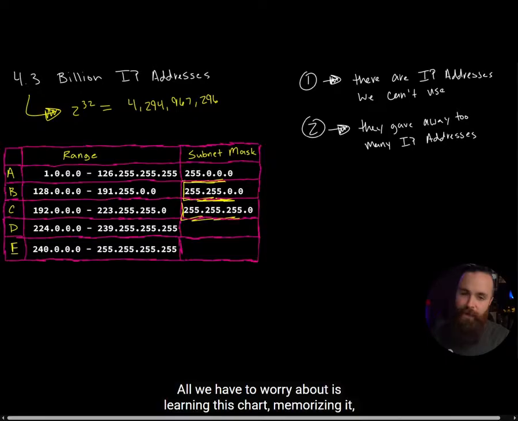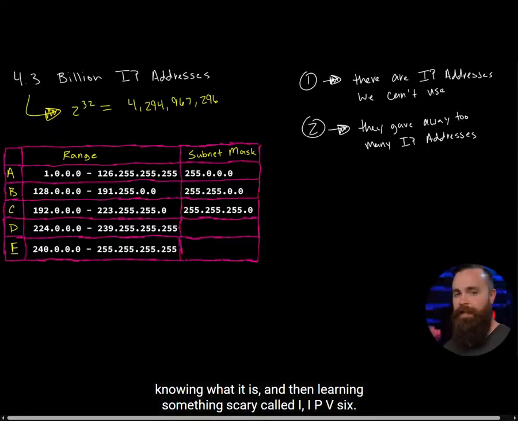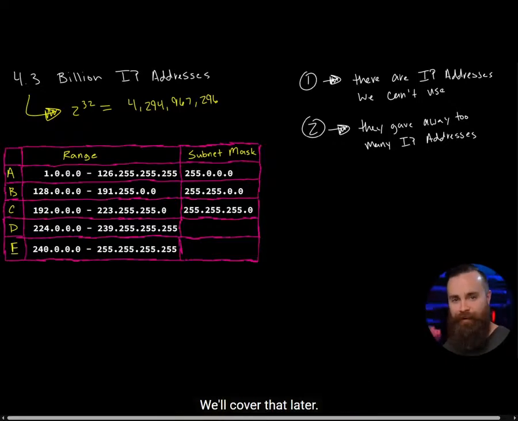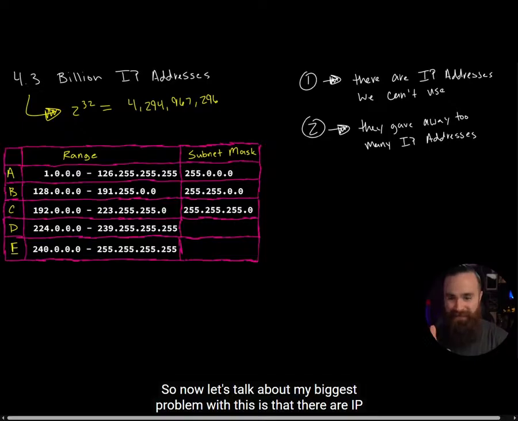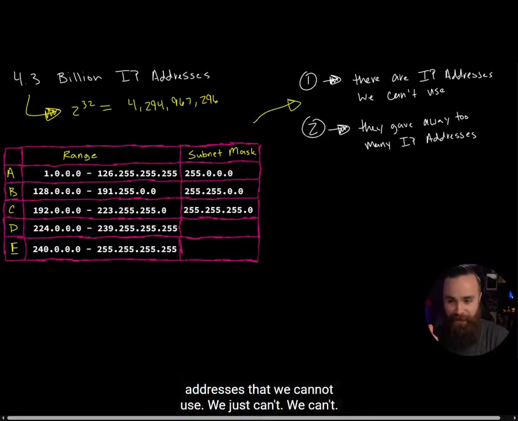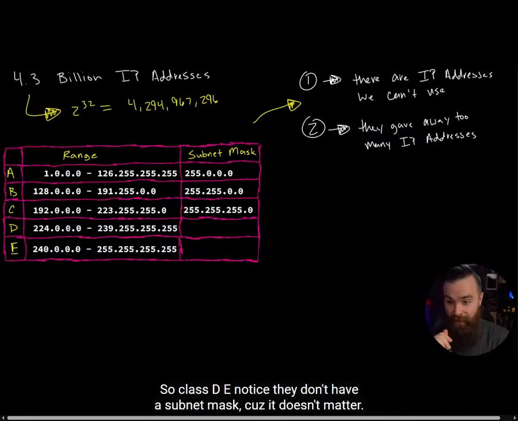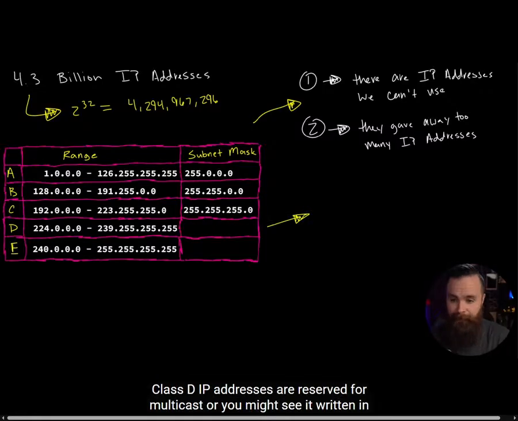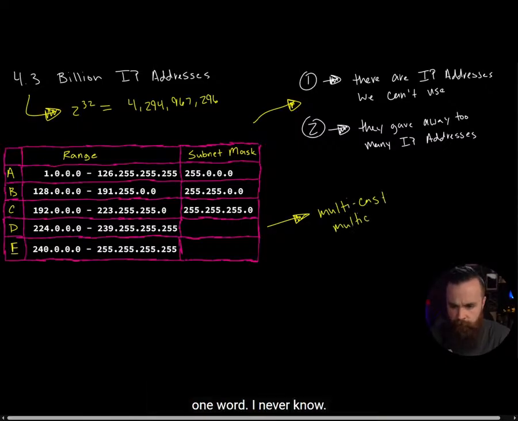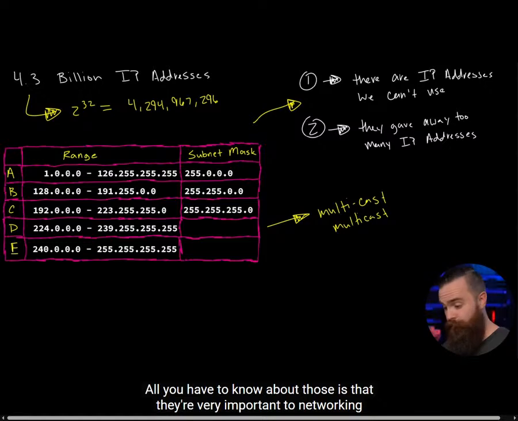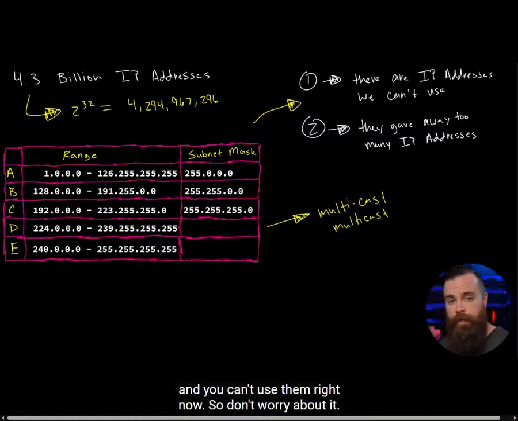But it's okay. All we have to worry about is learning this chart, memorizing it, knowing what it is, and then learning something scary called IPv6. We'll cover that later. So now let's talk about my biggest problem with this: there are IP addresses that we cannot use. So Class D and E, notice they don't have a subnet mask because it doesn't matter. Class D IP addresses are reserved for multicast. All you have to know about those is that they're very important to networking and you can't use them right now. So don't worry about it. Just memorize what they are.